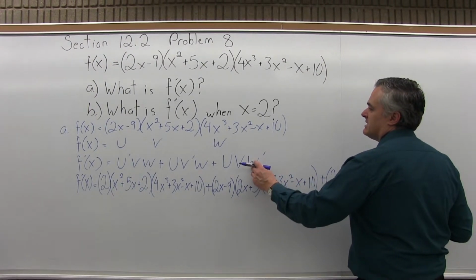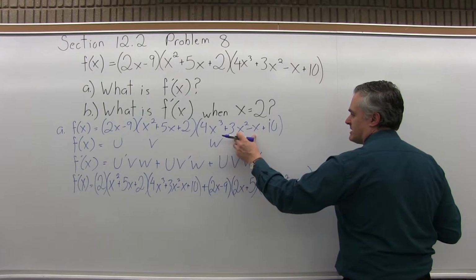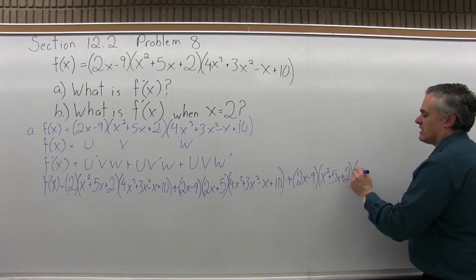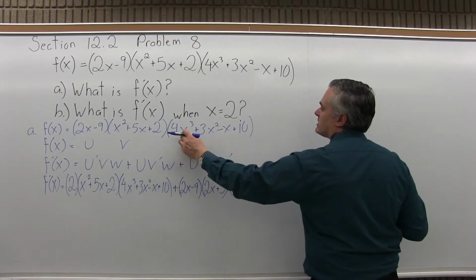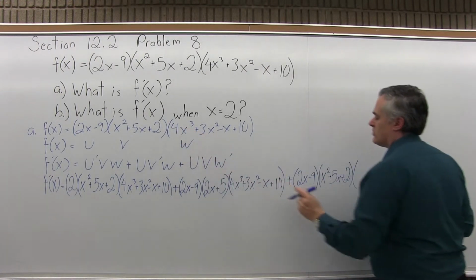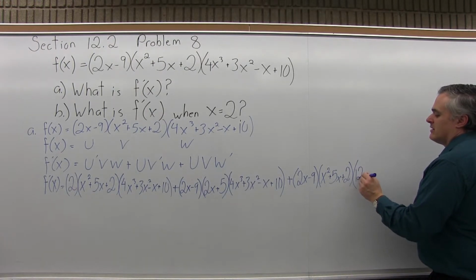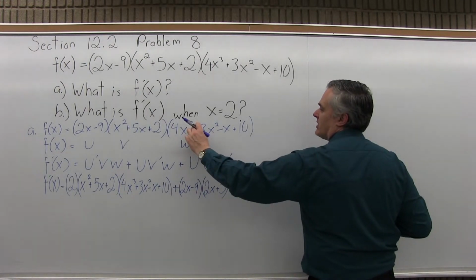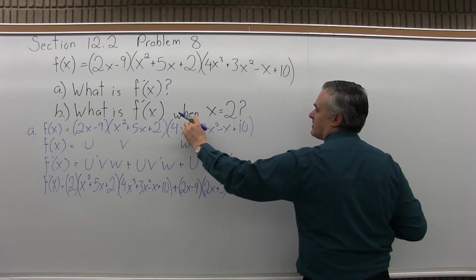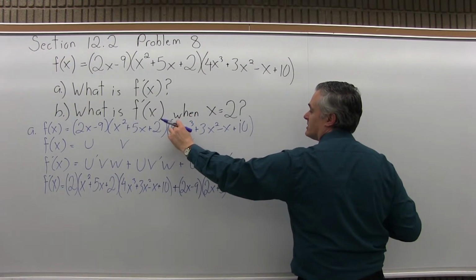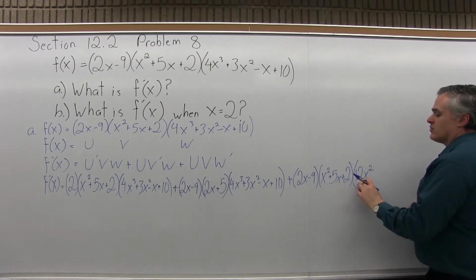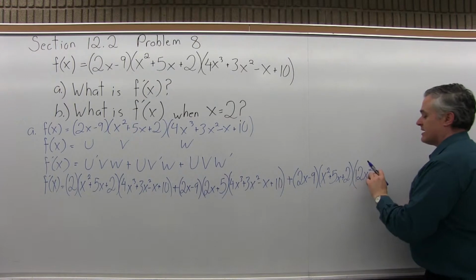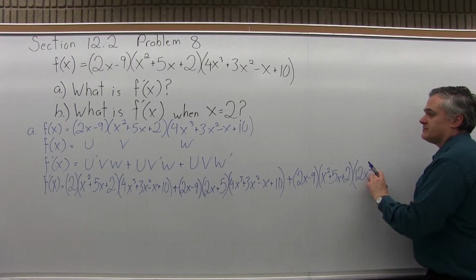And finally, the last piece, w prime. W is the last set of parentheses, the 4x cubed plus 3x squared minus x plus 10. I'm going to take the derivative of that. The 4x cubed, the derivative is 12x squared. And again, where that comes from, the exponent comes down times the number in front. The exponent is 3. It comes down times the number in front, which is 4. 3 times 4 is 12. X to one less power, so it was a third power, it comes down to a second power.